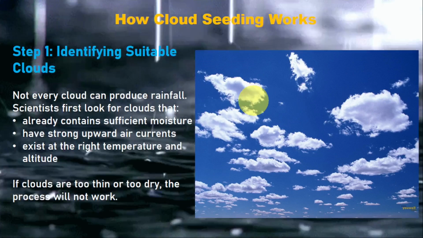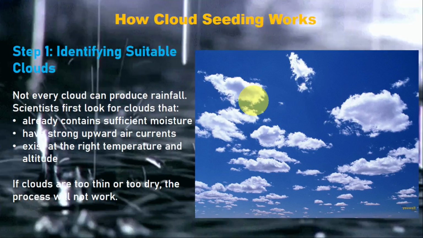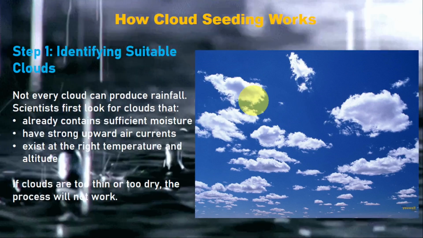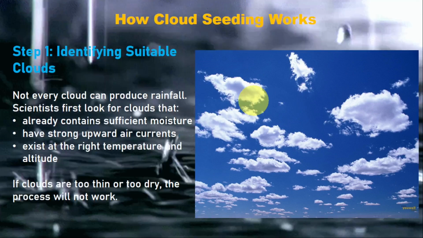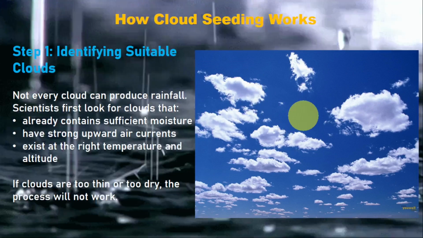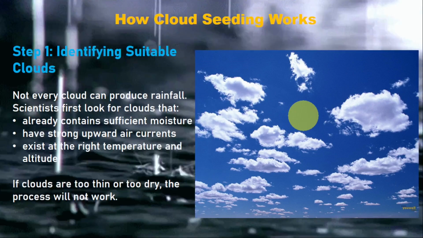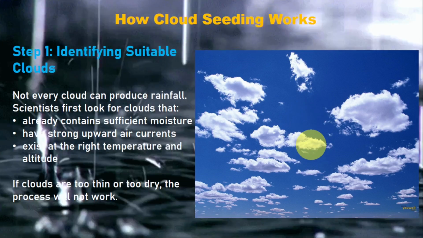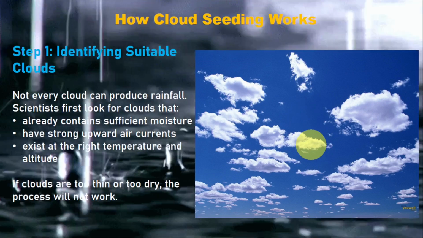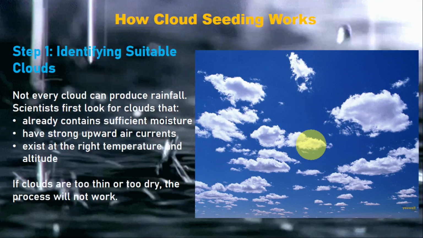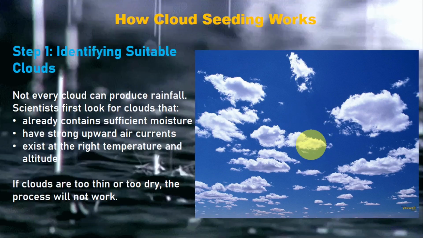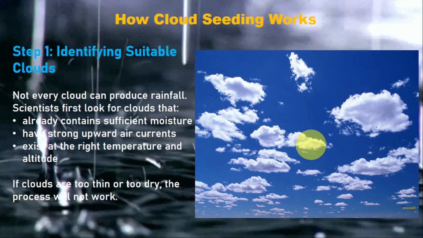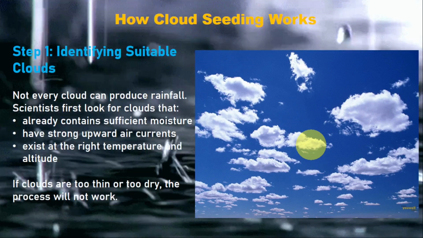To do that, first of all, you have to identify suitable clouds, because not every cloud can produce rainfall. So scientists first look for clouds that already contain sufficient moisture and have strong upward currents, and also clouds that have the right temperature and altitude. If these three things are not predetermined before you start pouring the seeds, like if the clouds are too thin or too dry, this process won't work.